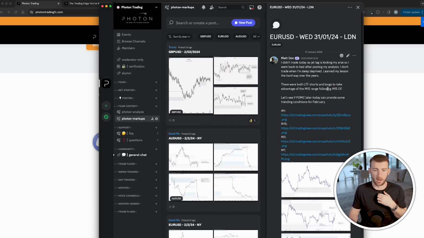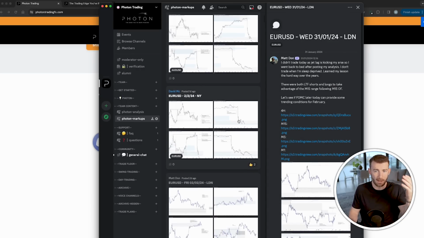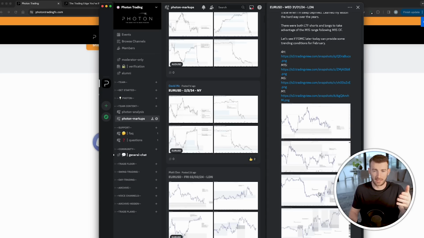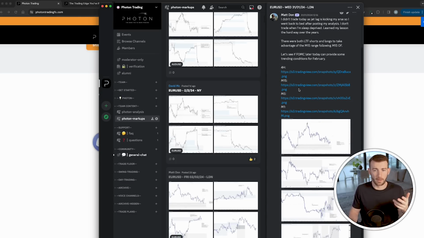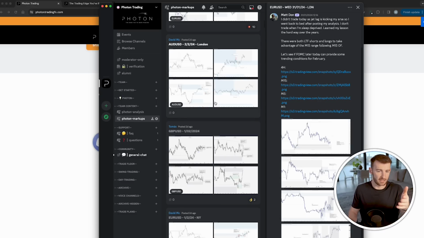Then we post our post-session markups in here for Euro Dollar, Aussie Dollar, Pound Dollar. It's all covered. We show all the trades that were available. We are transparent and we tell you what trades we did take, what trades we didn't take, why we missed trades, etc., etc. And yeah, there's over two or three years' worth of history in here, so you can use this for your backtesting.